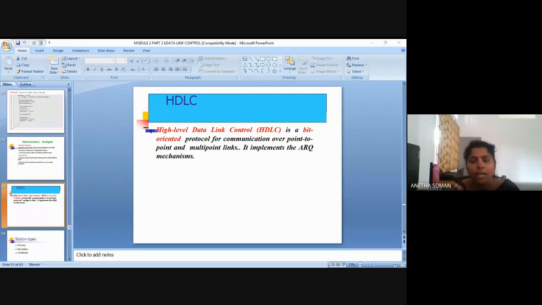Framing. Yeah. In framing, you can have two types: one is fixed and the other is variable. And in variable size framing, you can have two approaches. One is the character-oriented protocol. The other one is the bit-oriented protocol. And there you have studied the bit-oriented protocol.